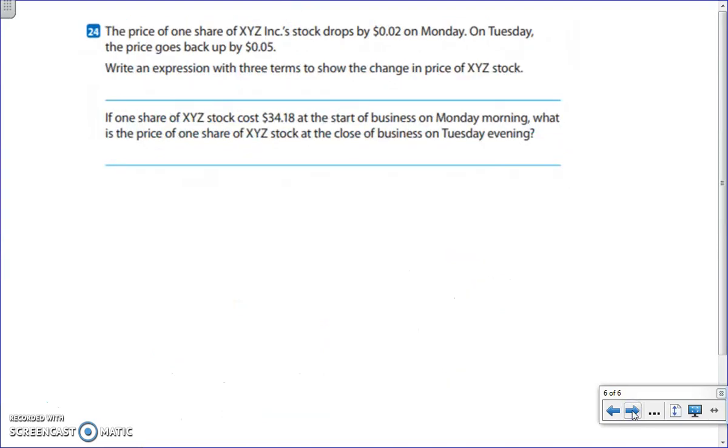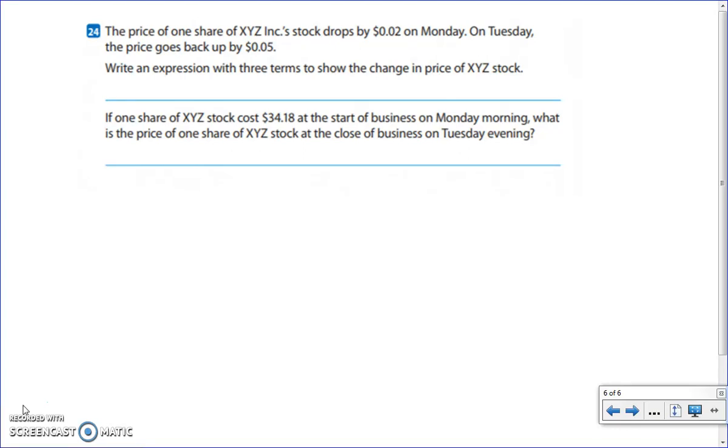Finally, it says the price of 1 share of XYZ Inc.'s stock drops by 2 cents on Monday. On Tuesday, the price goes back up by 5 cents. Write an expression with 3 terms to show the change in the price of XYZ stock. So what I can do is assign a variable to what we're not sure of, the unknown amount. And in this case, that's the price of 1 share.